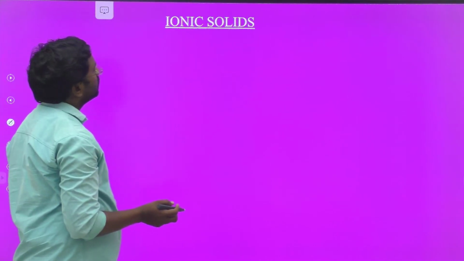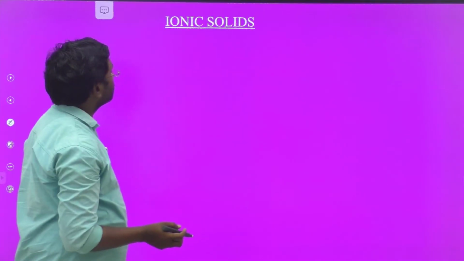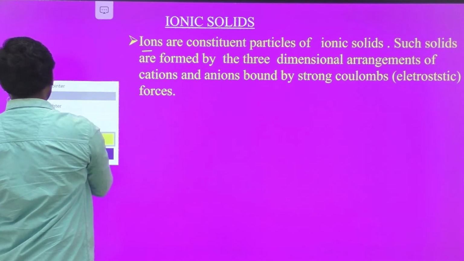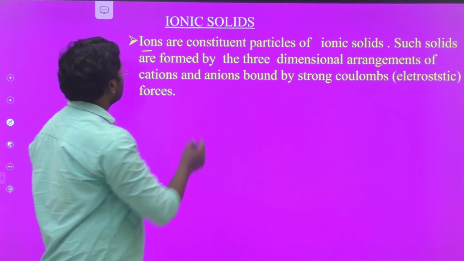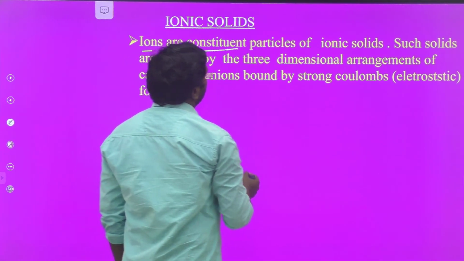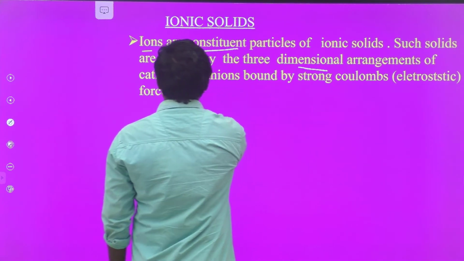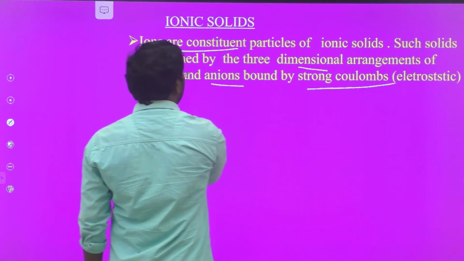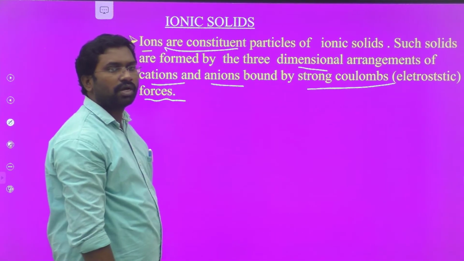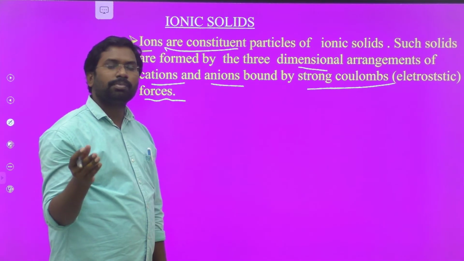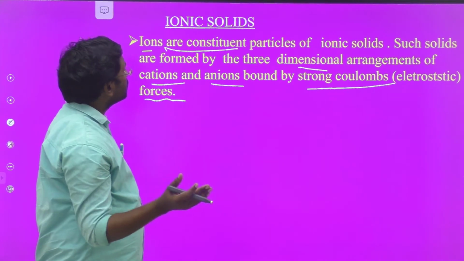And coming to the next classification of crystalline solids: ionic solids. So what are ionic solids? The constituent particles of ionic solids are ions. Such solids are formed by a three-dimensional arrangement of cations and anions bound by strong coulombic or electrostatic forces. So ionic solids are very strong because of the strong electrostatic forces between the ions.